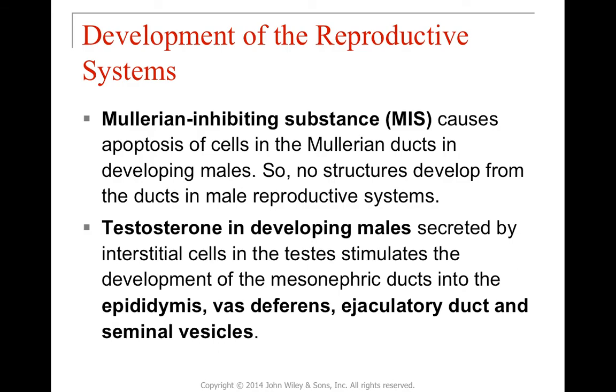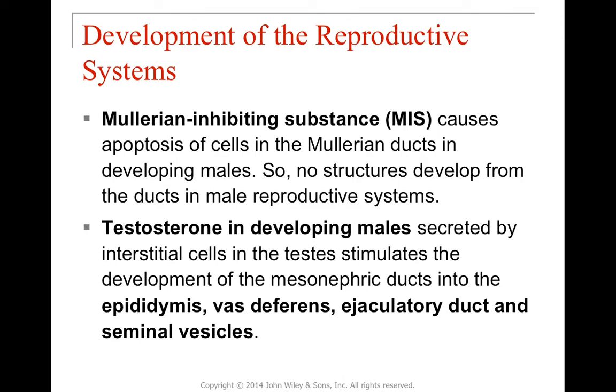Okay, so if we have the male development cascade initiating, we're going to have something called MIS, which is going to inhibit the Müllerian ducts. So it's going to cause apoptosis of the cells in the Müllerian ducts, so we're not going to be able to make anything from those ducts in the male. And in the female, we'll be making the Müllerian ducts because we don't have the MIS.